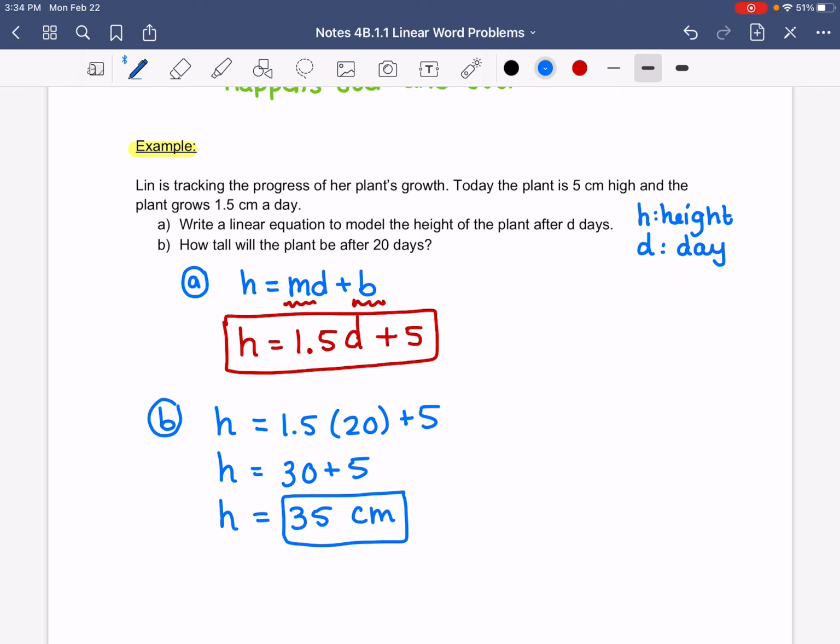Okay, so that's it. So today on your homework, you're going to have a bunch of writing them, and then you'll have just a few of solving them.